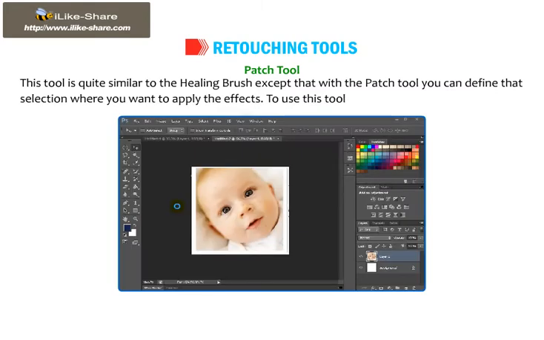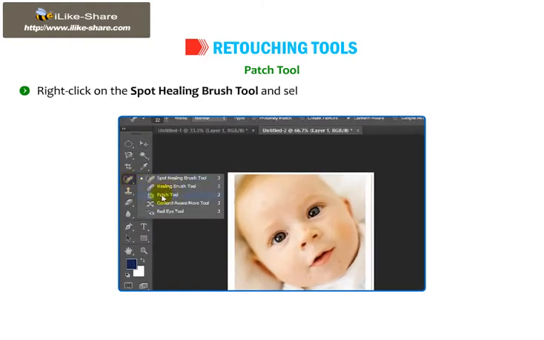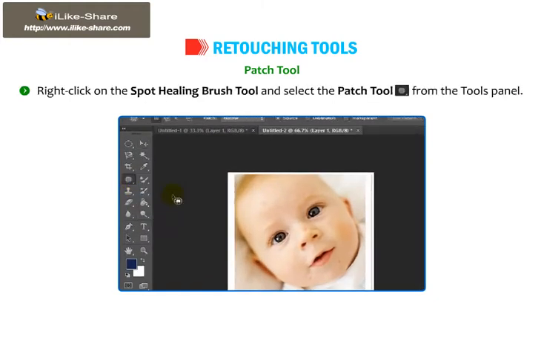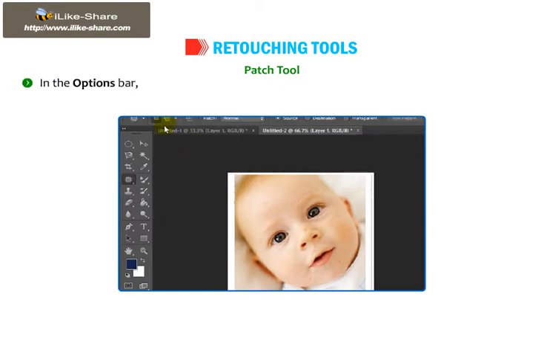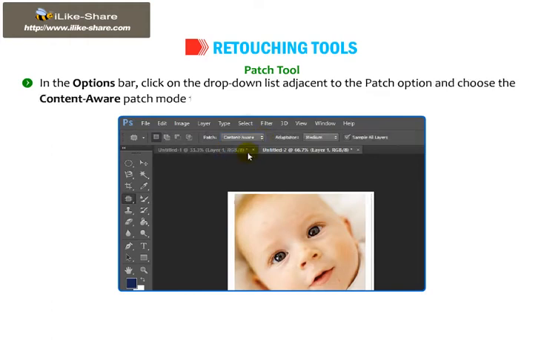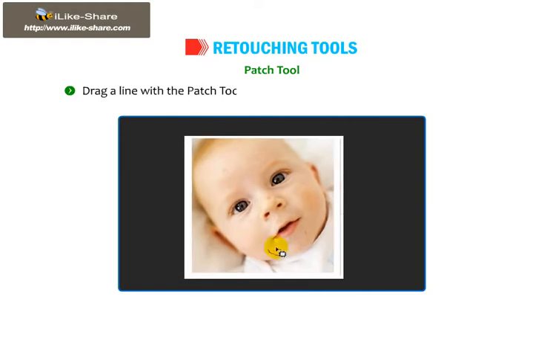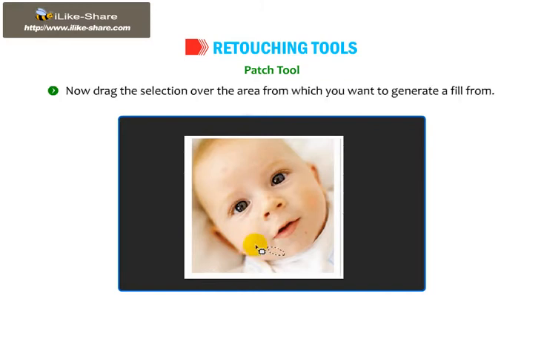To use this tool, right-click on the Spot Healing Brush tool and select the Patch tool from the Tools panel. In the Options bar, click on the drop-down list adjacent to the Patch option and choose the Content-Aware Patch Mode from the displayed list. Drag a line with the Patch tool around the part of the image to be replaced. Now drag the selection over the area from which you want to generate a fill.